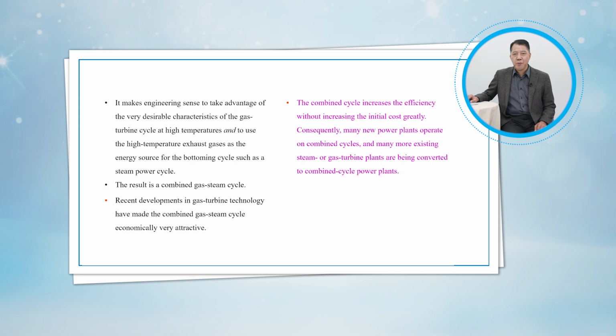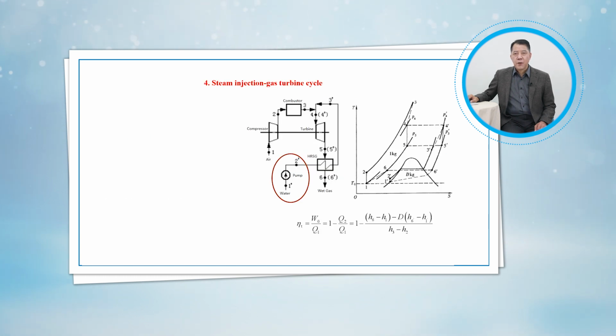Consequently, many new power plants operate on combined cycles, and many more existing steam or gas turbine plants are being converted to combined cycle power plants. Thermal efficiencies well over 50% are reported as a result of conversion. Another improvement for a gas turbine is the steam injection between the combustion chamber and the turbine to cool the combustion gases to a safe temperature.